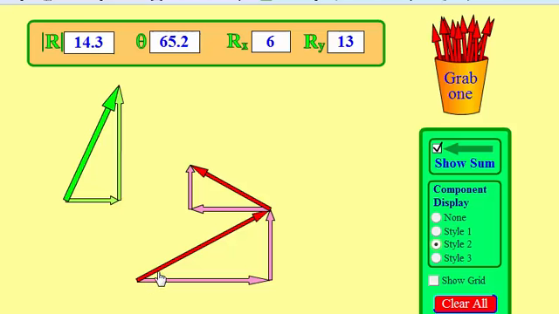So this method of breaking a vector into components and then adding the components to get the resultant will work regardless of which way your vectors are pointing. And there you have it. Vector addition with accuracy by using components.